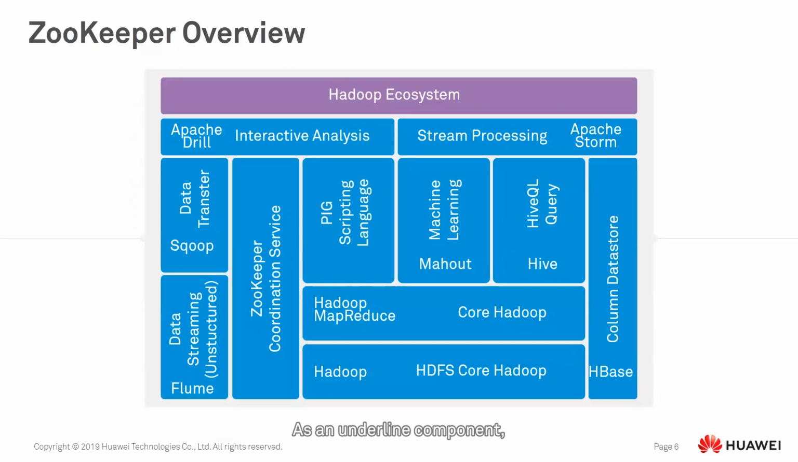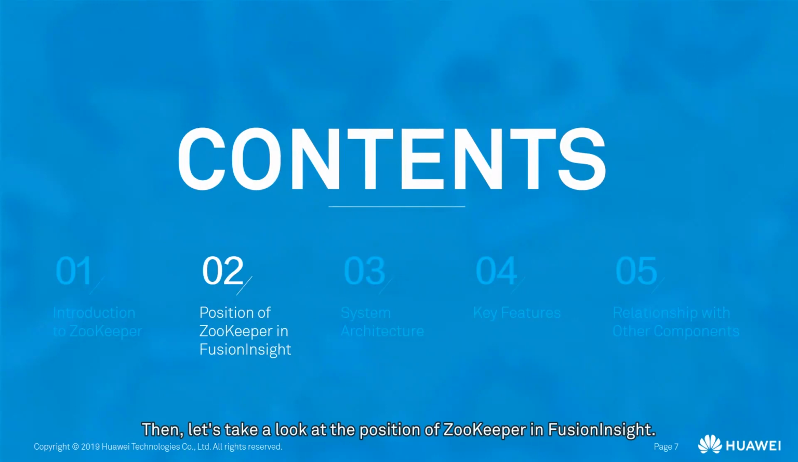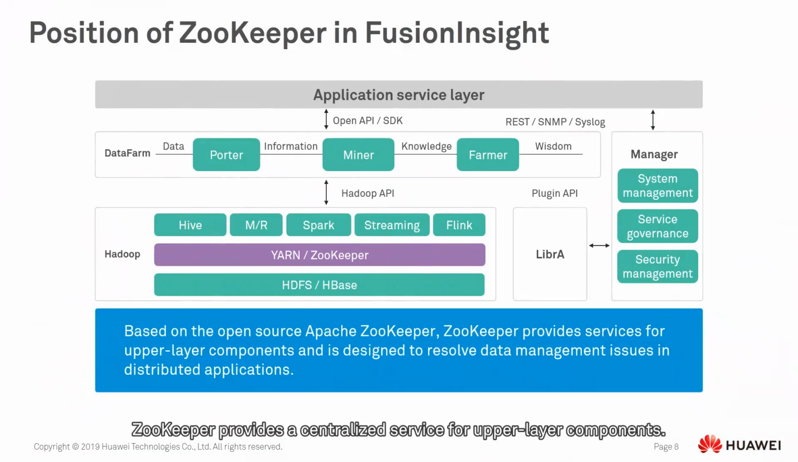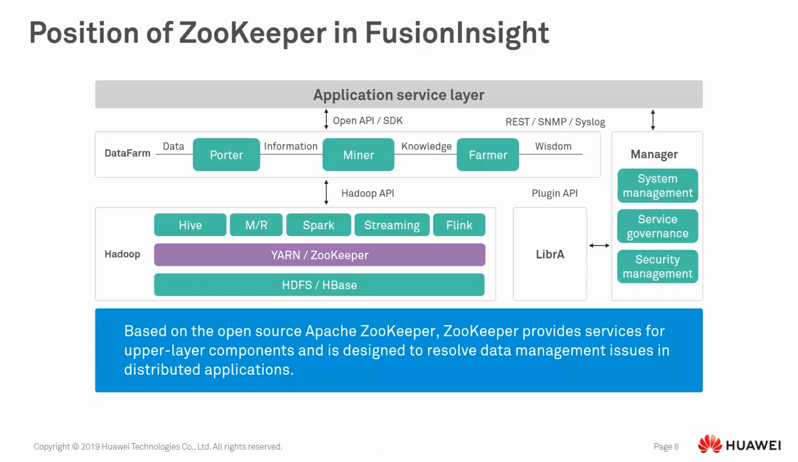As an underlying component, ZooKeeper is used by upper layer components such as Kafka, HDFS, HBase, and Storm. Then let's take a look at the position of ZooKeeper in FusionInsight. In FusionInsight Hadoop, ZooKeeper provides a centralized service for upper layer components. It exposes a simple set of primitives that distributed applications can build upon to implement higher-level services for synchronization, configuration maintenance, and groups and naming.